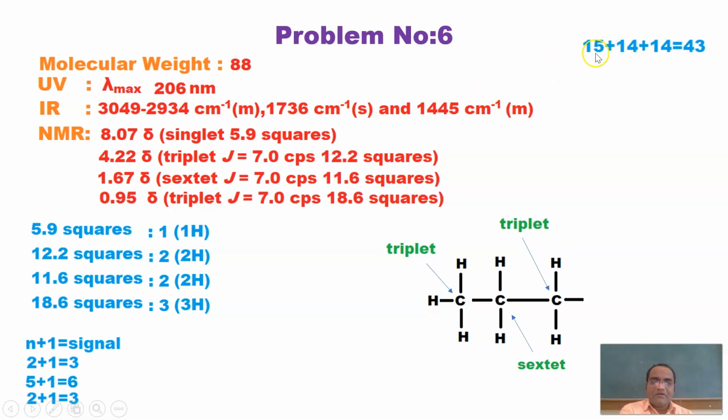So let's first calculate the molecular weight: 15, 14, 14. So 15 for the first carbon, and 14, again 14, for the second and third.